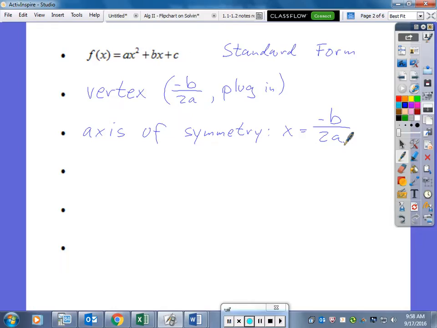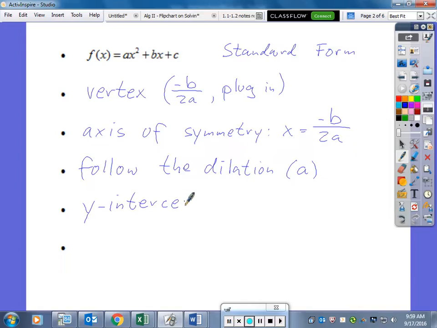a is going to be our dilation, so we follow the dilation when we start graphing the parabola. And the y-intercept we can find fairly easily by just plugging in 0 for x. Then ax squared turns to 0, bx turns to 0, and what's left is c. So our y-intercept has the coordinates (0, c), whatever the number for c is.